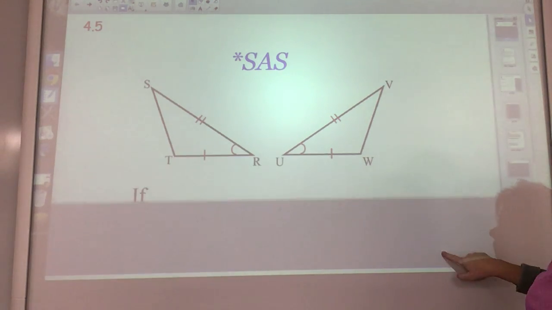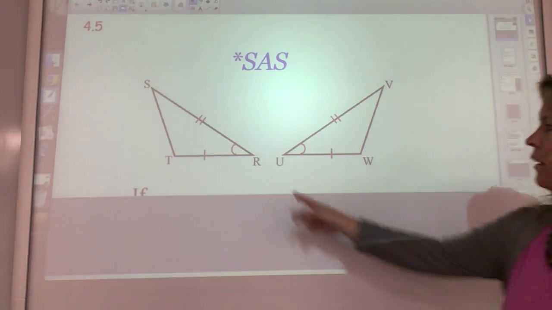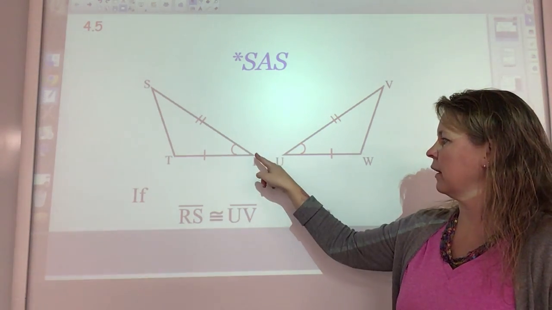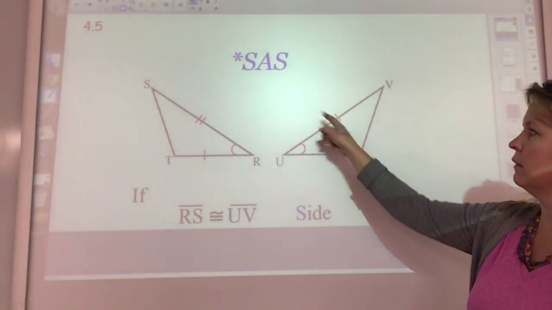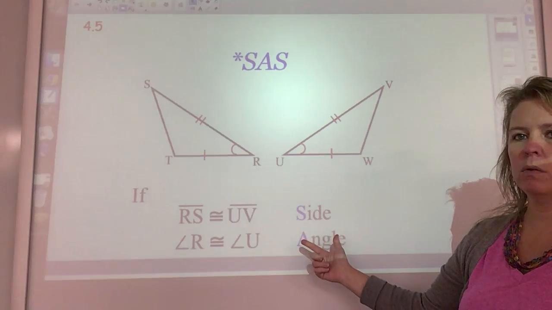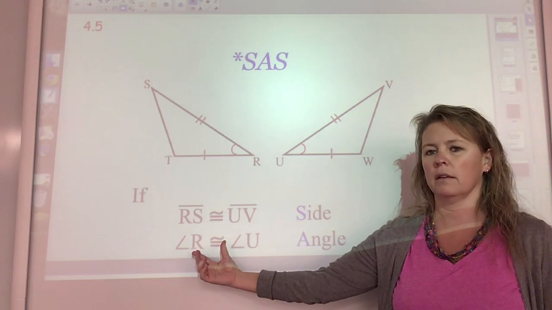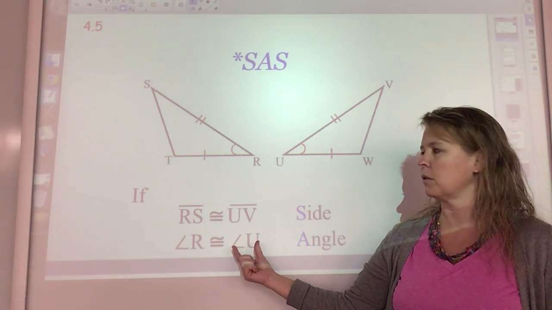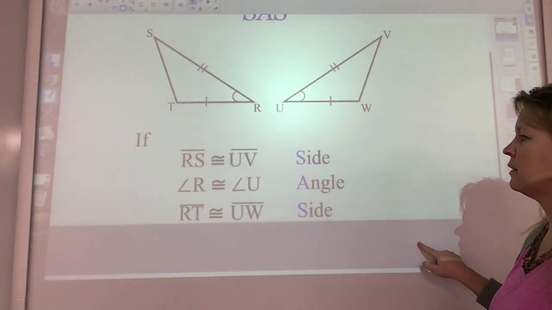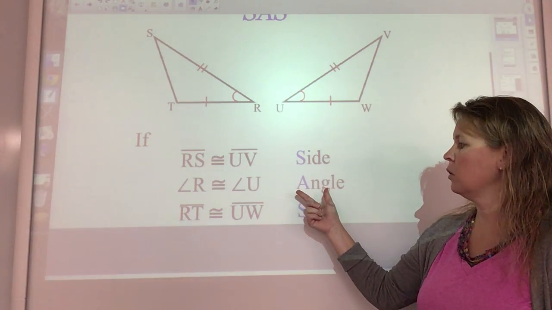So let's take a look at this picture. We've got this diagram. Your markings are there. Reminder that the arc marks mean congruent angles. Segment RS is congruent to segment UV, double tick marks, that's a side. And angle R is congruent to angle U. Remember, we don't have to call it TRS or VUW. Keep it simple. It's the lone angle at that vertex. Angle R is congruent to angle U. The third side has to be segment RT congruent to segment RW. The side and the included angle.